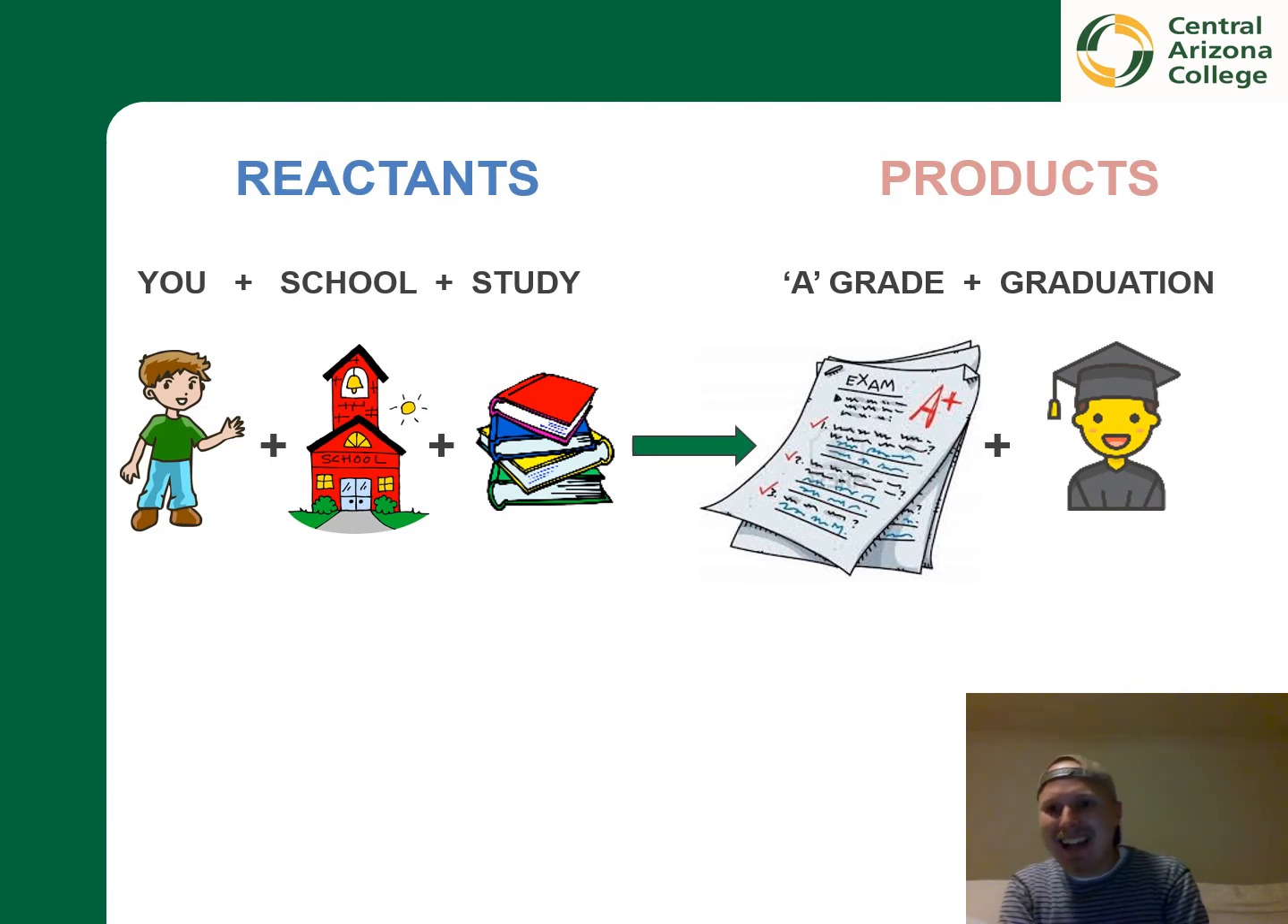But it does not have to be that fancy and scientific one. We can do much more imaginative. In this example, you go to the school and study there. So you and school and studying are our reactants. And out of this reaction comes a grade and graduation. So the grade and graduation are our products.